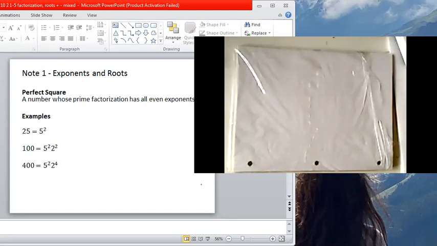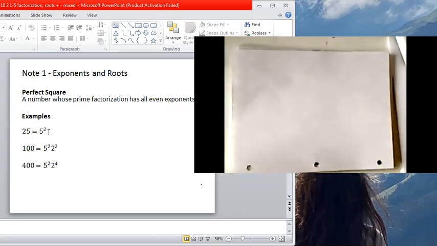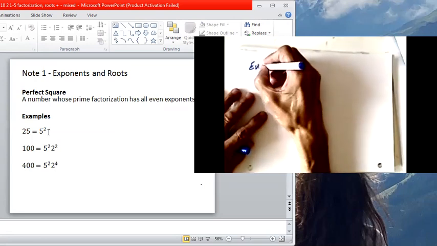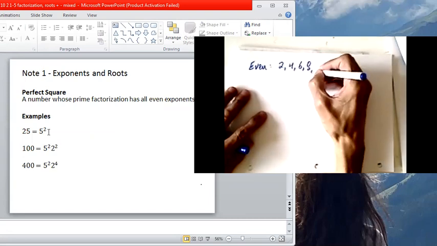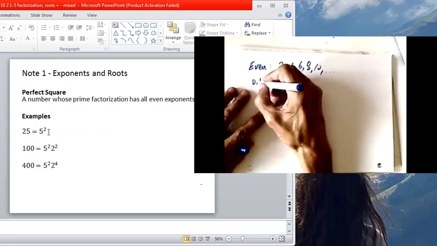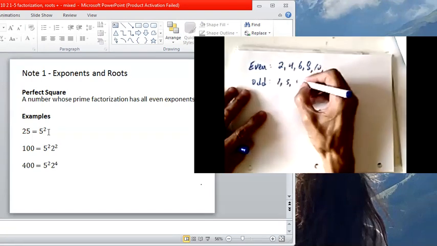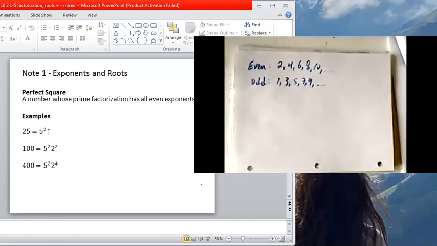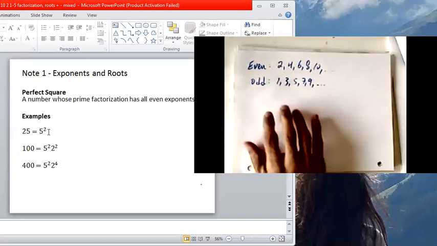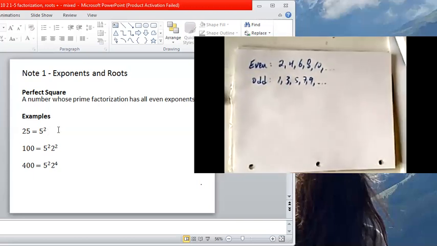These are numbers where the exponents are all even. And as a reminder, even numbers are all multiples of 2. You've got 2, 4, 6, 8, 10, et cetera. The odd numbers are all the other ones, 1, 3, 5, 7, 9, like that. I think you probably know this from your elementary school days: 25 is the same as 5 times 5. With exponents, it looks like this.